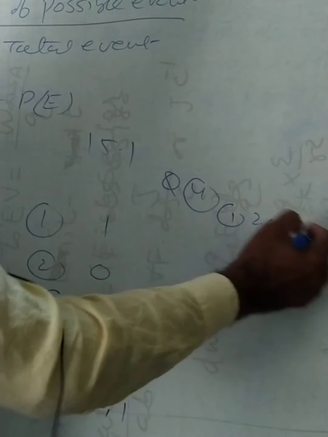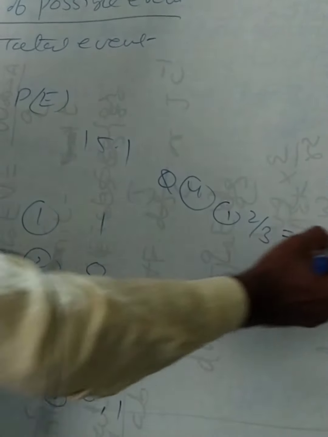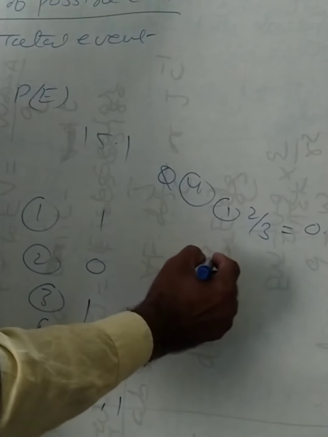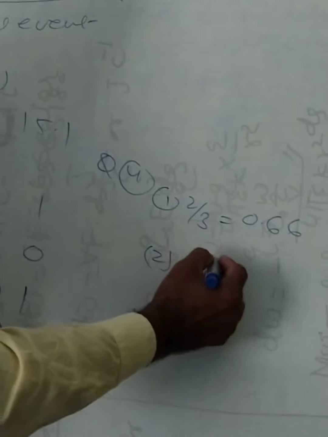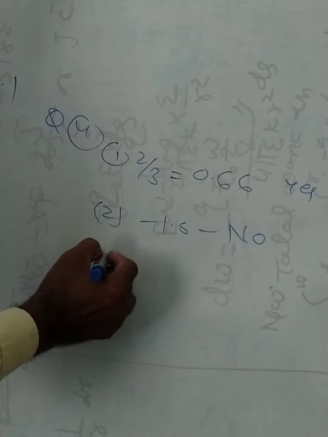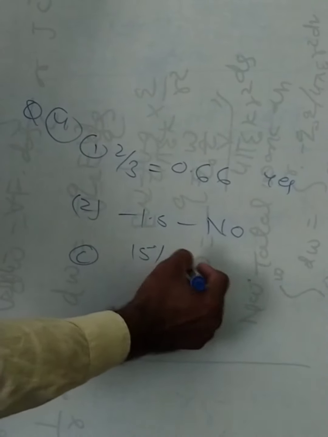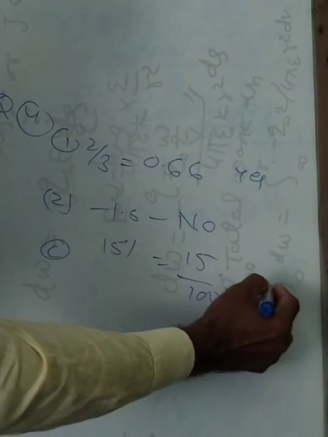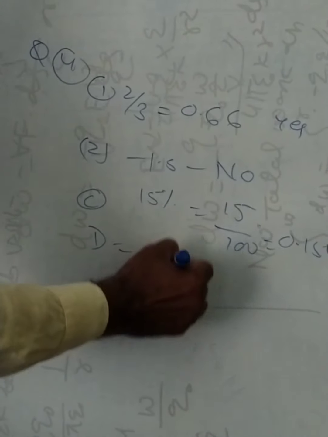Then we have question number 4. We have to tell which of the following is the probability of an event and which is not. The first one is 2 upon 3, which is less than 1, hence it is a probability. Yes, it is a probability. The second one is minus 1.5, so no, it is not a probability, because we just stated that probability should not be negative. The third one, C, is given as 15%, so we divide it, 15 upon 100, it is 0.15. The answer is yes, it is a probability. And D is 0.7, so yes, it is a probability.